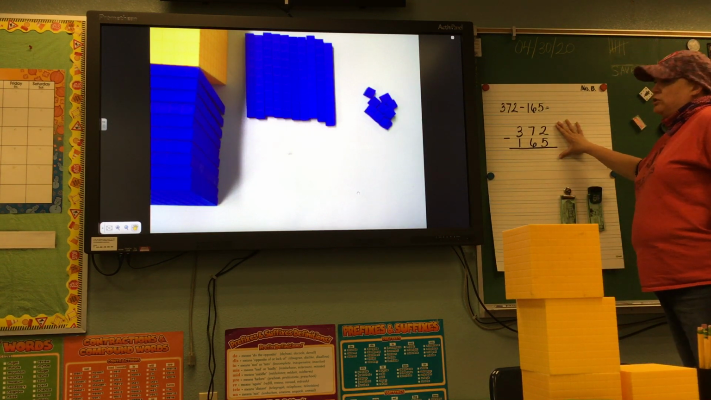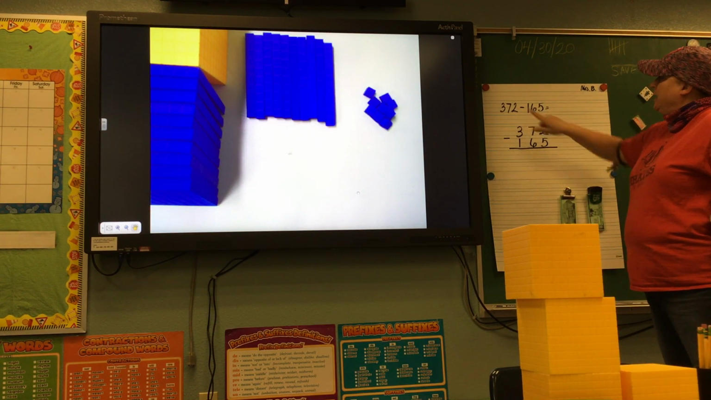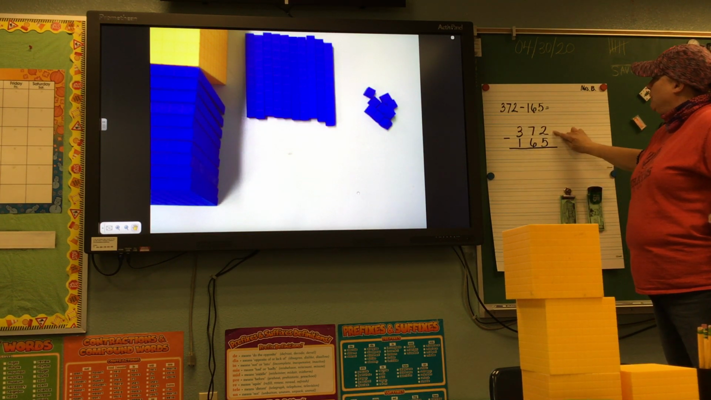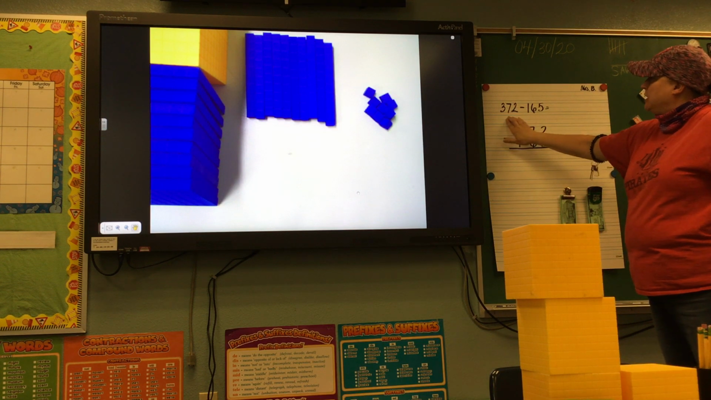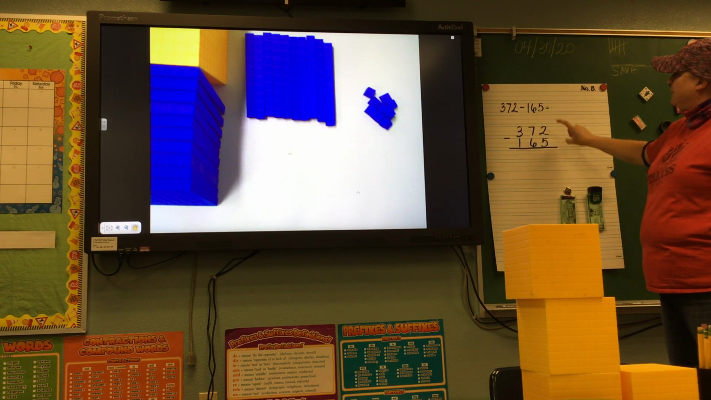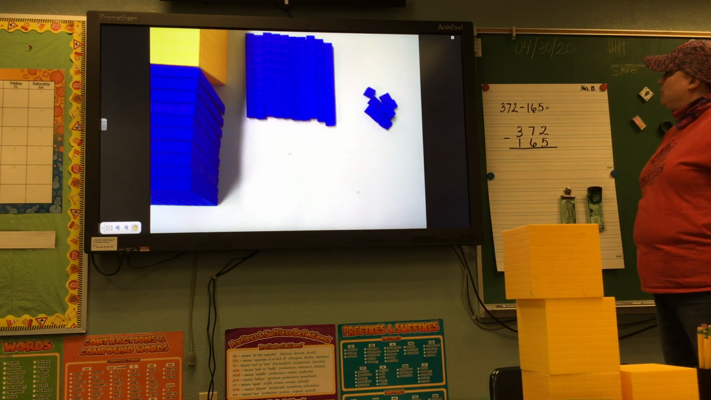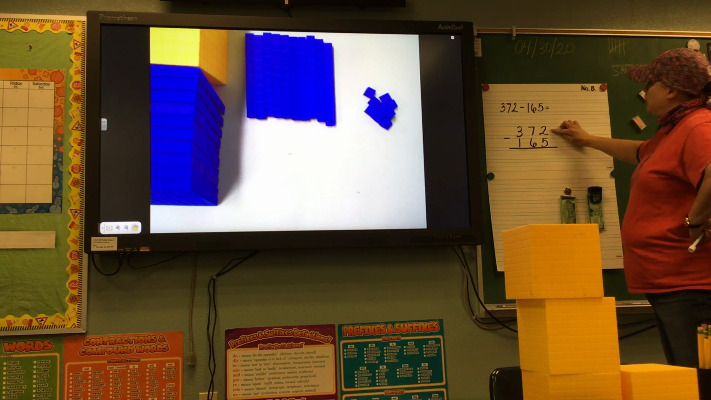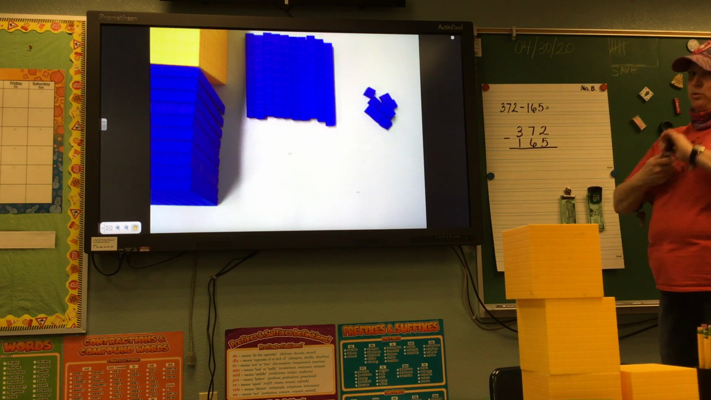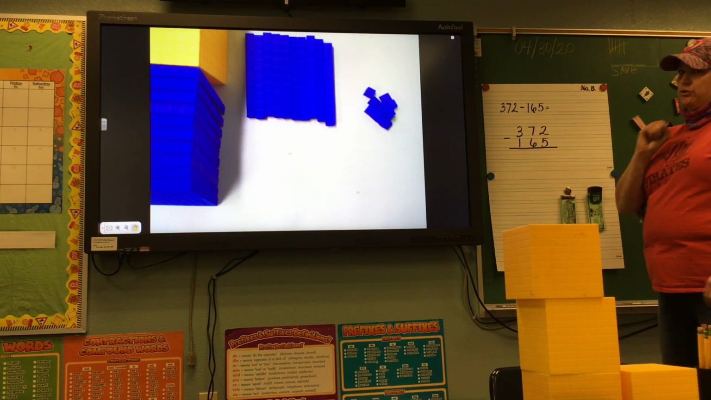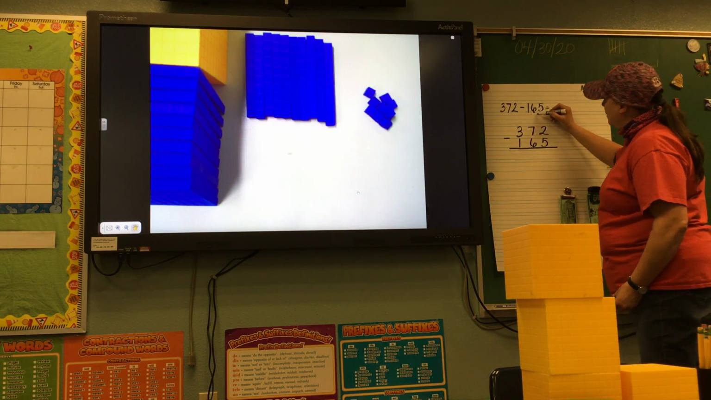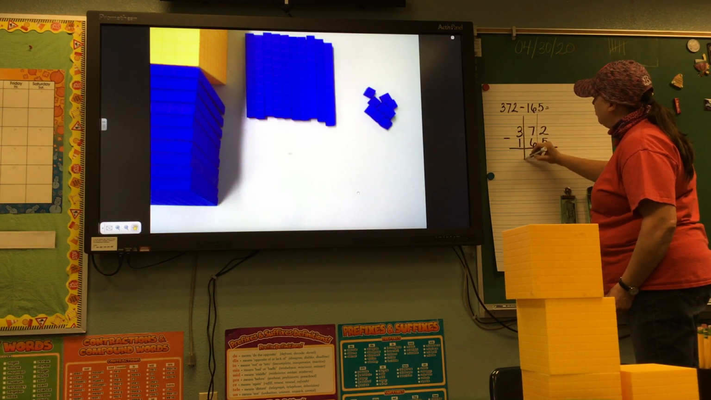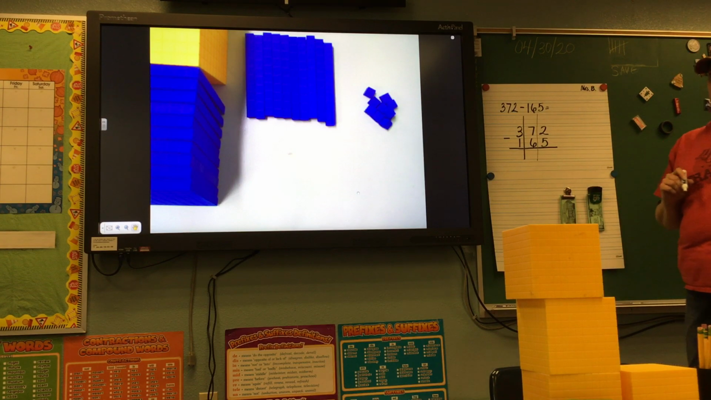And I want you guys to look at how I wrote it. When it's subtraction, it makes a difference which number is on top. Look at both numbers, and the big number has to be on top. 372 is larger than 165, so I put 372 on the top. Okay, I know this number is larger. This one's on the bottom, so we're ready to roll. Now, you may have done this in your class before. I'm actually going to draw a line between the numbers, and I want to look carefully at these.